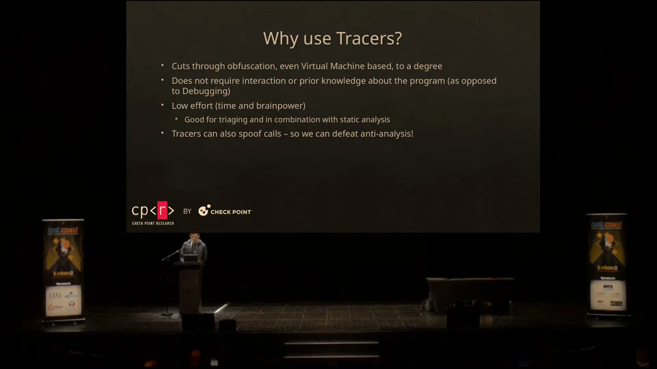Also, I said already tracing is based on hooking. And since we are hooking all these APIs, it means we can also spoof these APIs. This means we can defeat anti-analysis. I will go into detail a bit later. But for example, if you have these debugger detection APIs, like IsDebuggerPresent, and you're already hooking into these APIs, you can spoof the return values and pretend to the malware that you're not debugging it or not analyzing the malware.